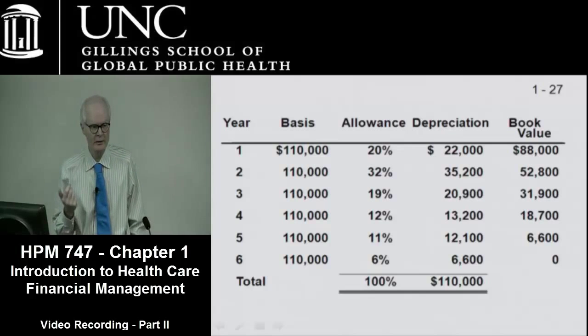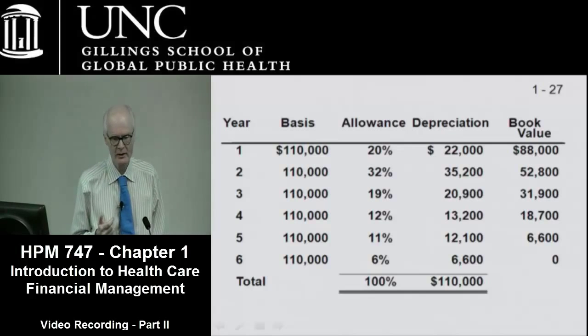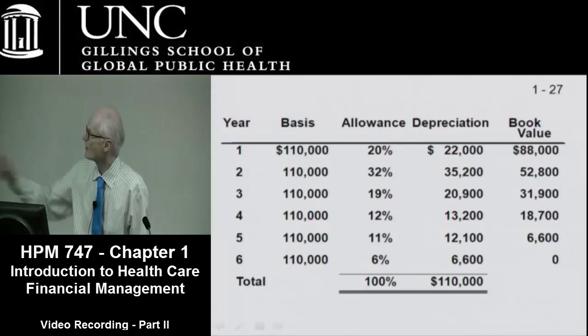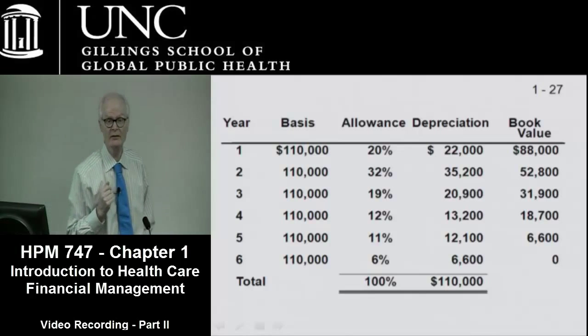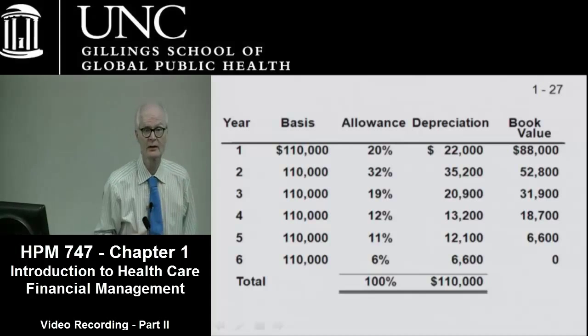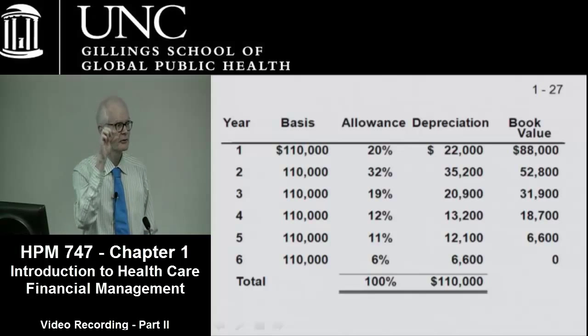At the beginning of the recession, the president, one of the things he did was he changed those allowances for many kinds of assets for healthcare organizations and other corporations as well. Instead of 20, 32, 19, 12, 11, and 6, he had 100, 0, 0, 0, 0, 0. Why did he do that?